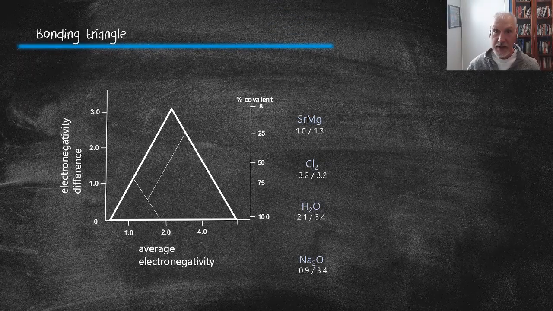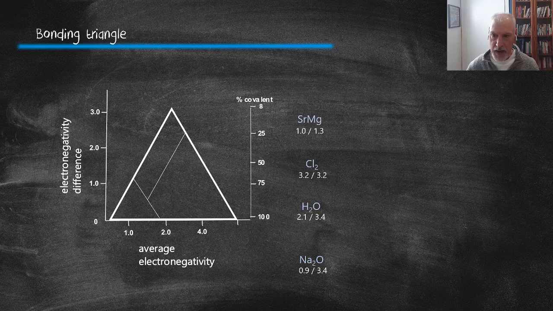Hi, this program will take a look at the bonding triangle. It's a tool that can be used to determine the type of bonds that are present in binary compounds. So let's look at some of its features. You see the triangle here within three axes. One that looks at the difference in electronegativity, the other axis the average electronegativity, and you may have a third axis, the percent covalent nature of the bond.